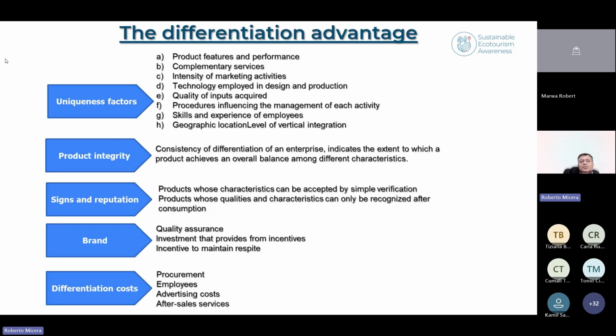And for this reason, we have many factors that influence the uniqueness of the supply, or the uniqueness of the hotel. If you consider product, feature, and performance, services, intensity of marketing activities, technologies, quality of inputs acquired, procedures, skills and experience, also geographical location.